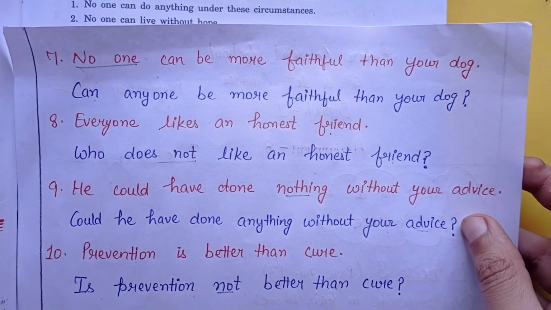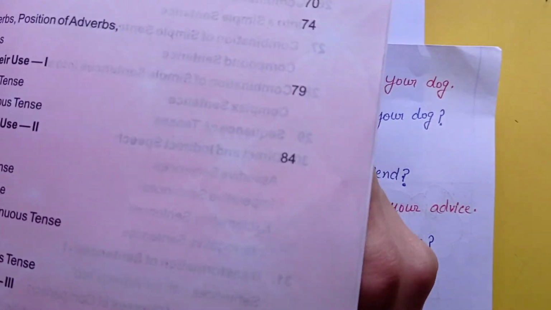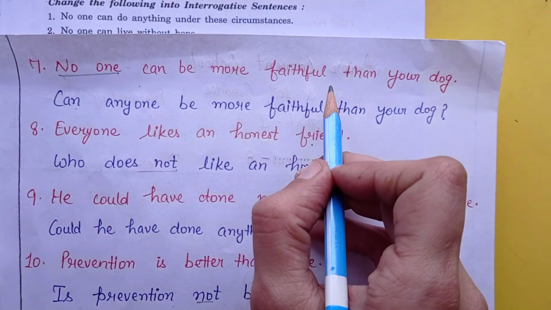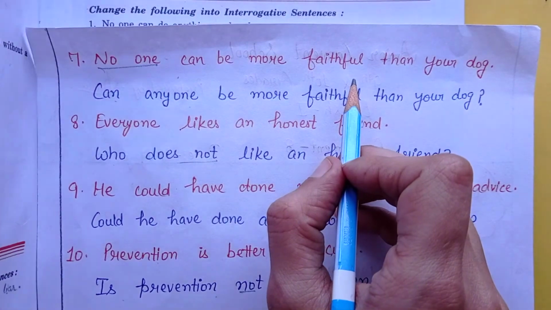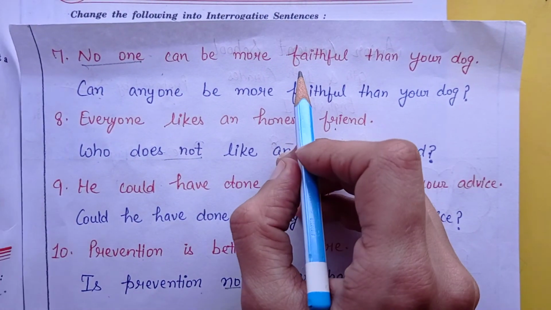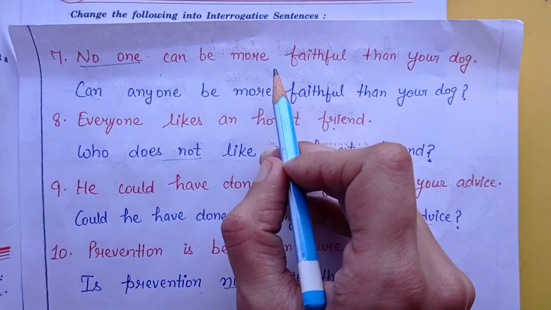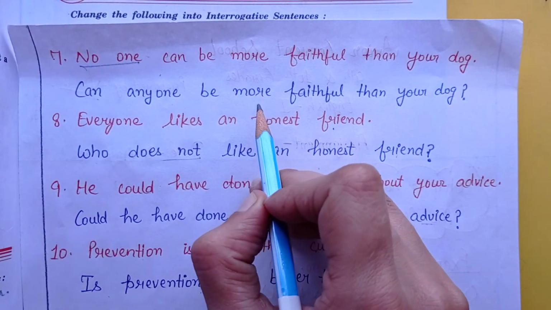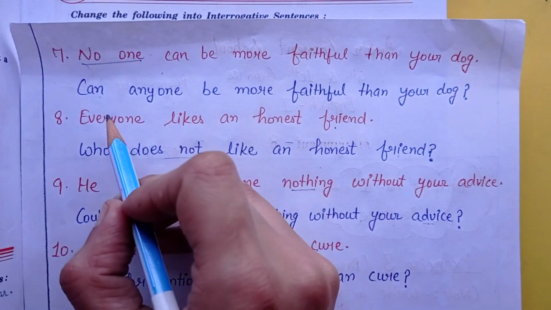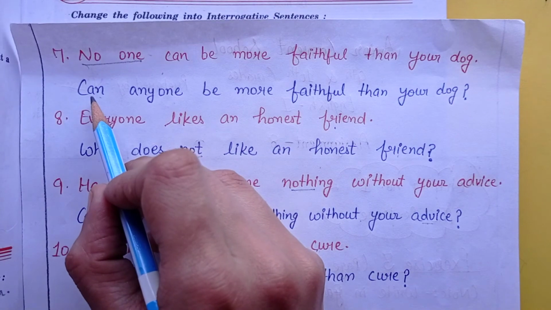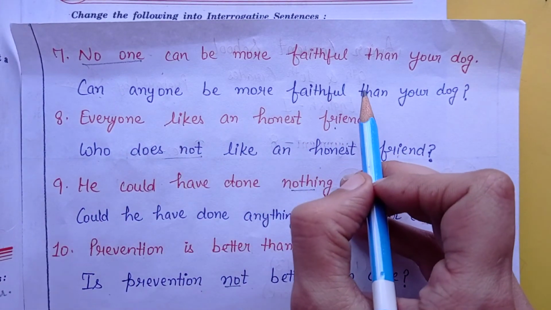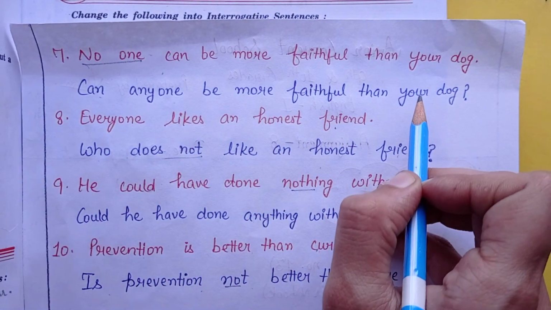Seventh is, no one can be more faithful than your dog. The given assertive sentence is negative. So you can form one positive interrogative sentence out of it. So you can write, can anyone be more faithful than your dog?